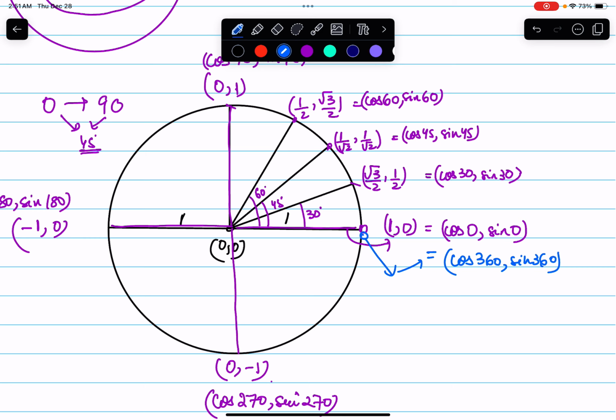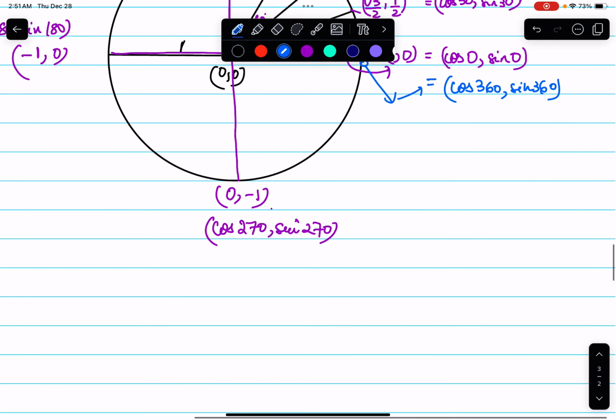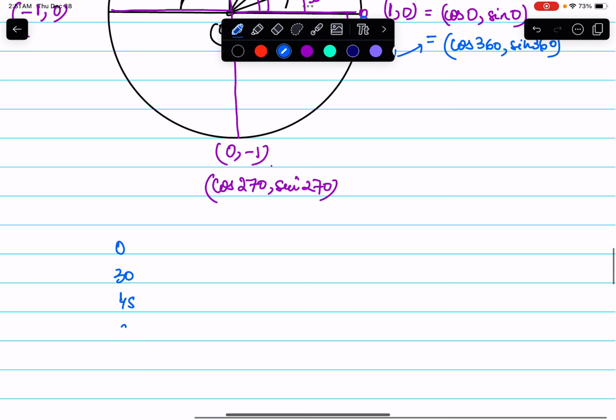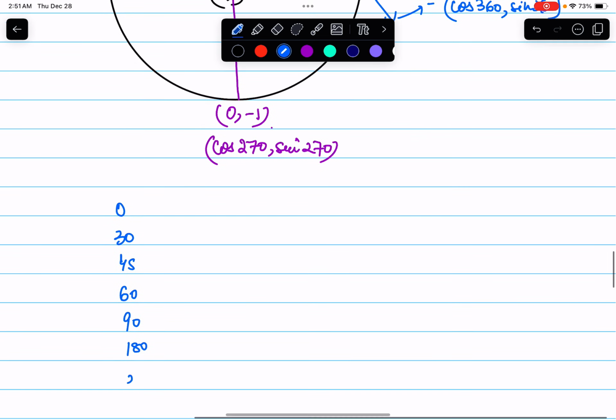And there's actually a simple way to remember them. So the way I go about it is I just write down the angles. So I know that I've got 0, I need to know 30, I need to know 45, 60, 90, 180, and 360. And then I write down the values of sine and cosine. Okay?